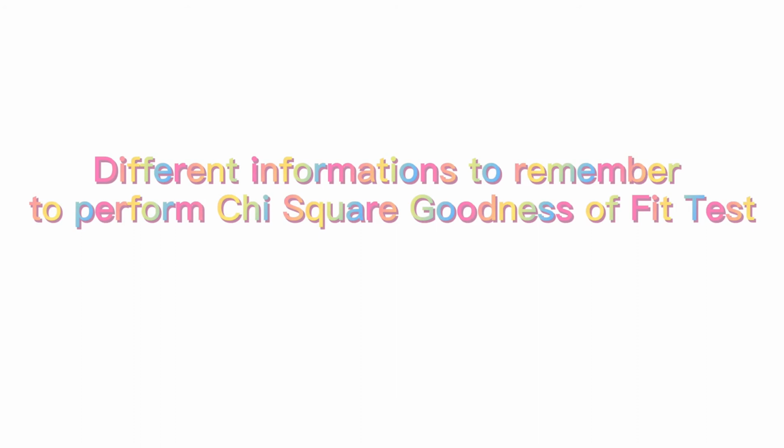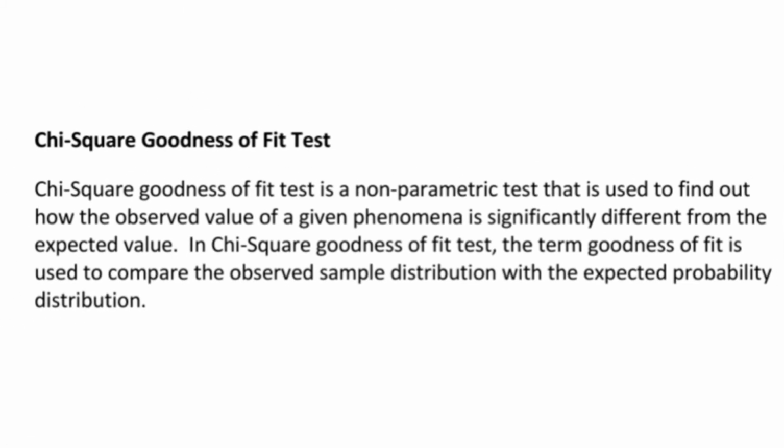To elaborate this more, here are the different pieces of information that you need to remember to perform the chi-square goodness of fit test. Once again, the chi-square goodness of fit test is a non-parametric test that is used to find out how the observed value of a given phenomenon is significantly different from the expected value. It is used to compare the observed sample distribution with the expected probability distribution.